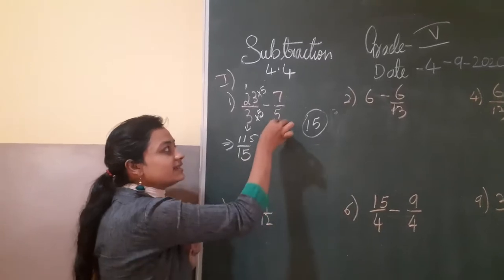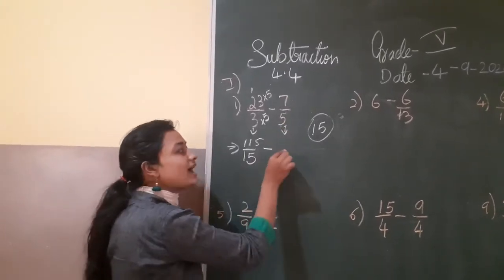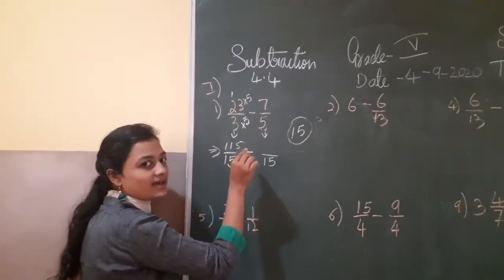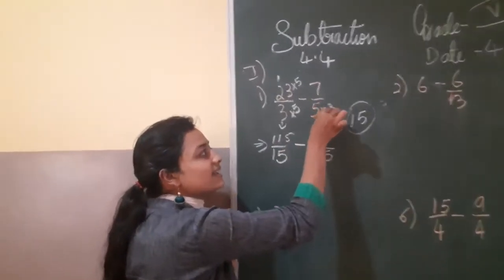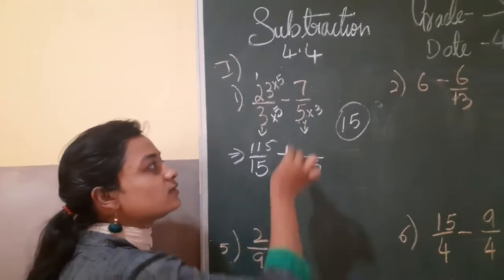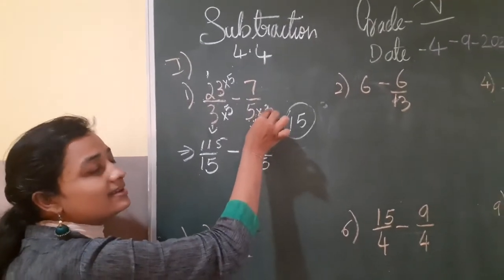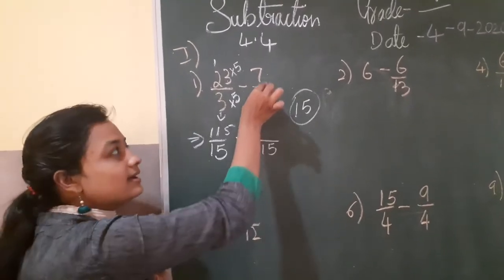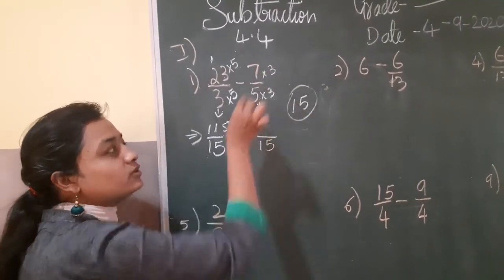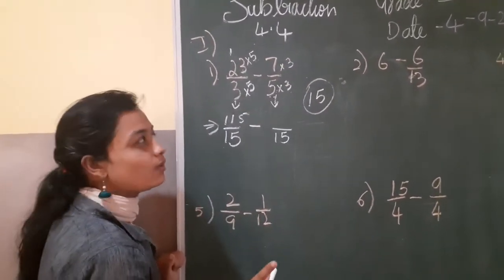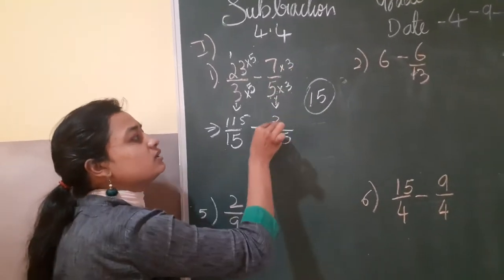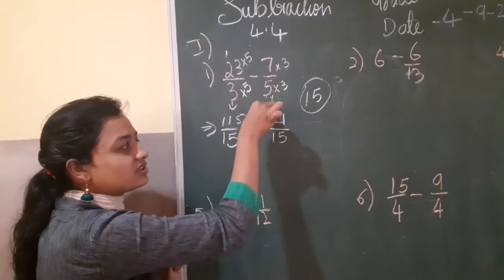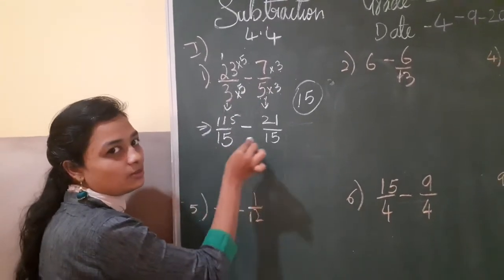Now let us convert the second fraction also. It should have denominator 15. So what should I multiply with 5 to get 15? 5 3s are 15, right? So 5 I multiply with 3. So if I multiply 3 to the denominator, I should multiply the same number to the numerator also. So what is 7 3s? 21. Now I have converted both the fractions having the same denominator.